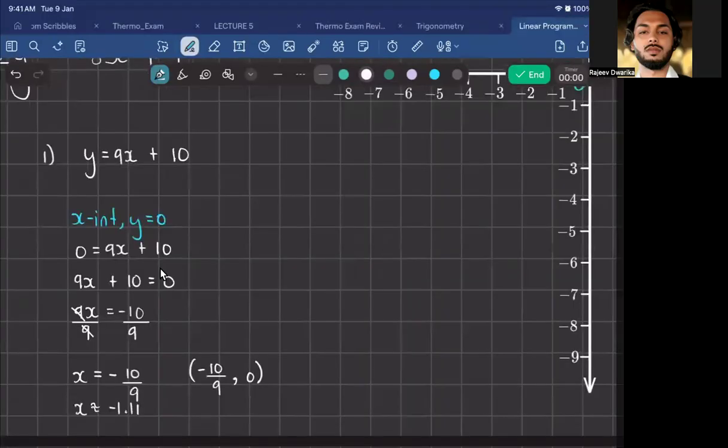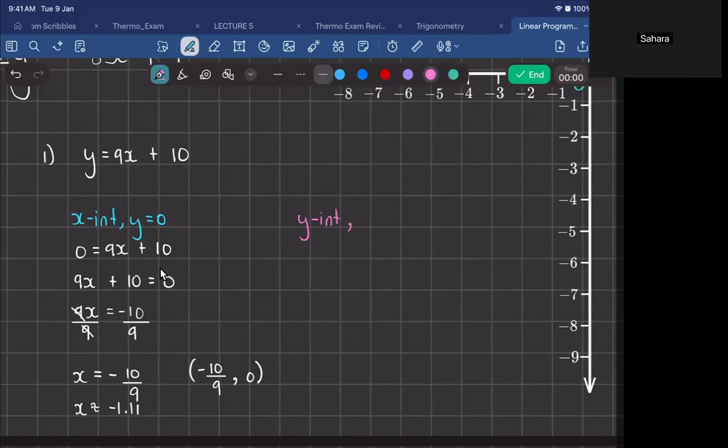Let's find the y-intercept now. What do we know about the y-intercept? That y is equal to 0. No, x is equal to 0, right, because Sahara, if you're on the y-axis, how are you moving? Up and down. Are you moving side to side? No, up and down.